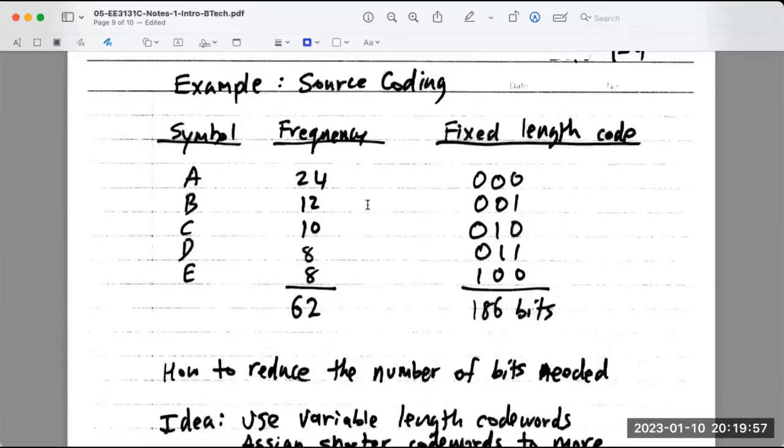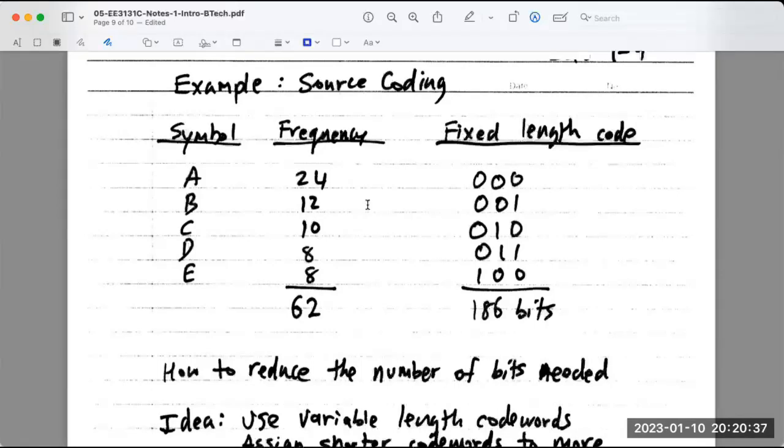I'm going to assume I have an alphabet of 5 letters. For example, our alphabet is 26 letters, but assume I have an alphabet of 5 letters, A, B, C, D, E. And this is the frequency. Like, I have a file, and this is the frequency of occurrence of A, B, C, D, and E. Now, I could design a fixed length code. In source coding, I'm going to output a bunch of bits.